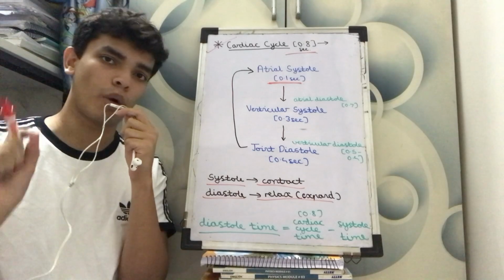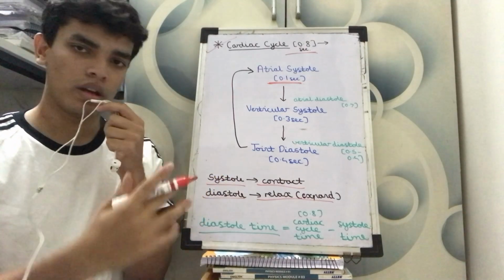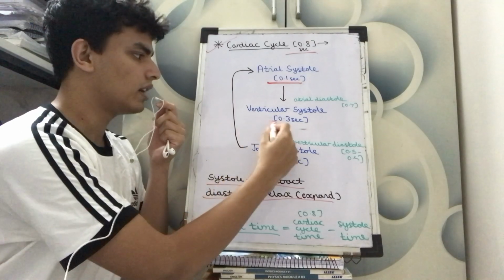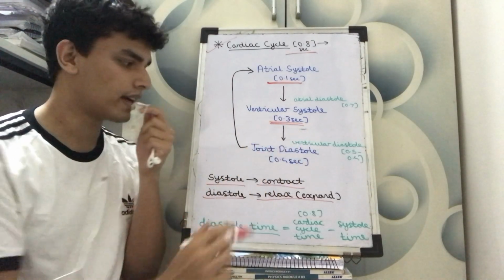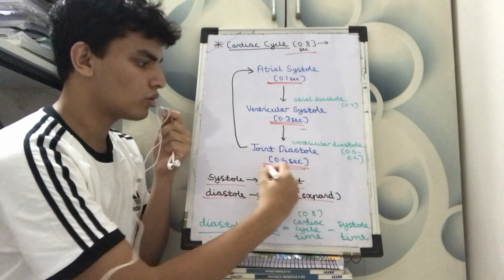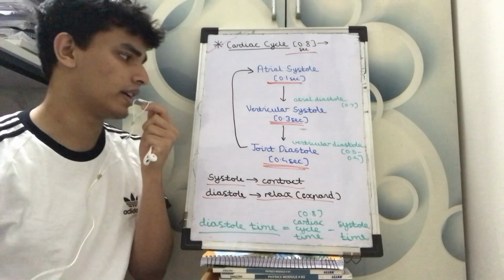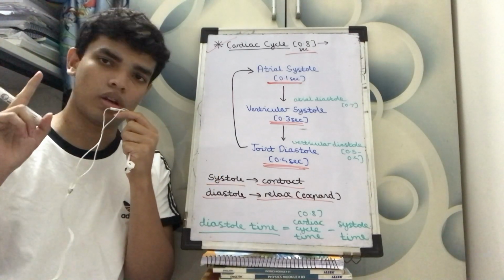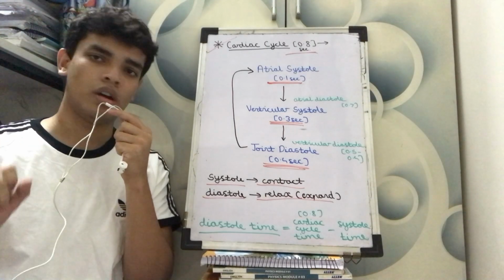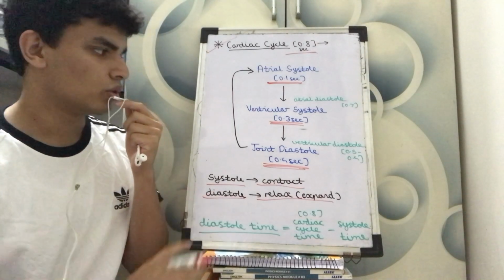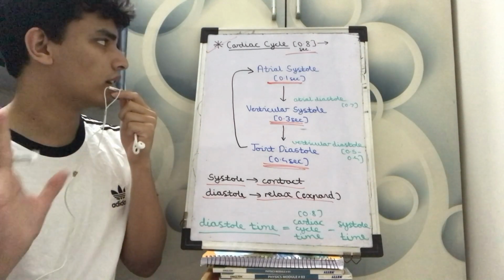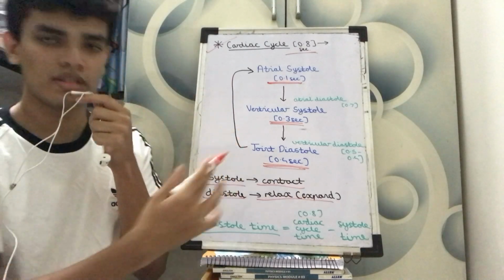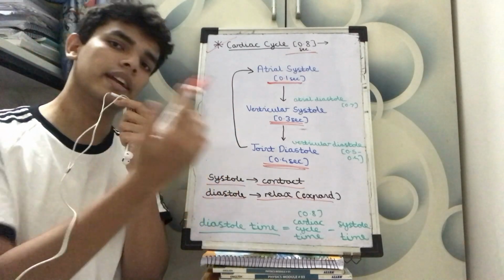How many? 0.8 seconds. Now to divide it: atrial systole 0.1 second, ventricular systole 0.3 second, then joint diastole 0.4 seconds. So atrial systole is 1, then ventricular systole 3, and diastole 4. So the total becomes 8. This is the numerical value of the cardiac cycle. It is obviously a cycle, but we generally start from the atrial systole.